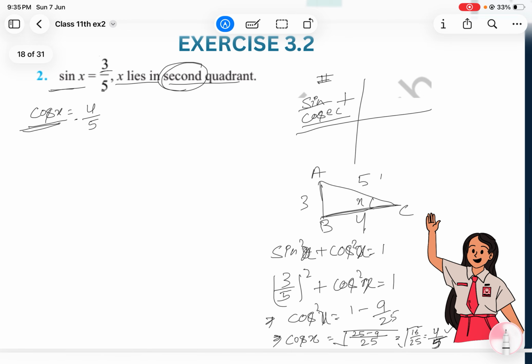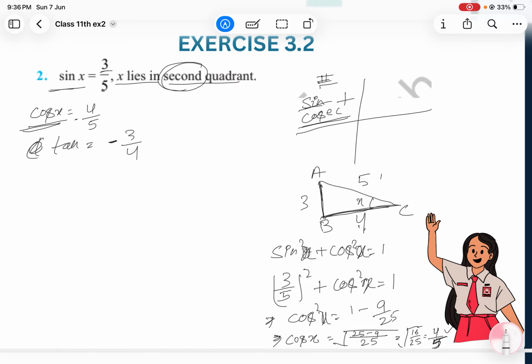Okay, now tan x will also be a negative value, because in the second quadrant sine and cosec will be the only positive ones. So tan will be perpendicular by base, so it will be minus 3 by 4.